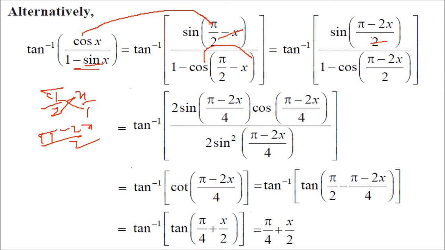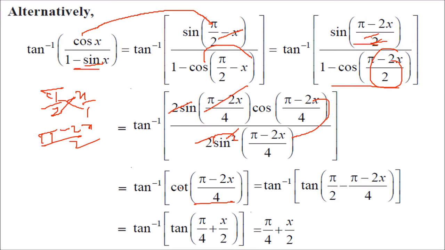So you can write pi minus 2x by 2, pi minus 2x by 2. We know that this sin theta can be written as 2 sin theta by 2 cos theta by 2. This will be 2 sin this by 2 cos this by 2. Similarly, for 1 minus cos theta, this can be written as 2 sin square theta by 2. And here you see this sin can be cancelled with this, 2 can be cancelled with this. You take this cos by sin of this theta, which will be equal to cot of pi minus 2x by 4.